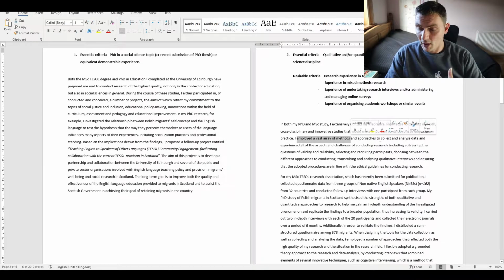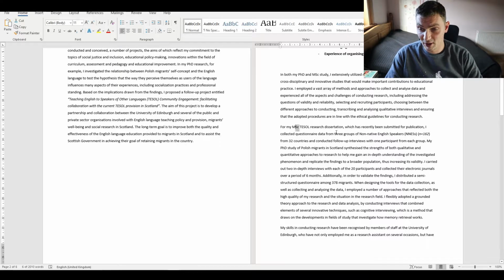So everything, I want to highlight everything that is relevant. I have all these different skills. So here I describe, this is about mixed methods, because here I describe my MSc TESOL study where I had quantitative and qualitative methods. So I'm talking about designing the tools, I'm talking about my PhD where I flexibly adopted a grounded theory approach.